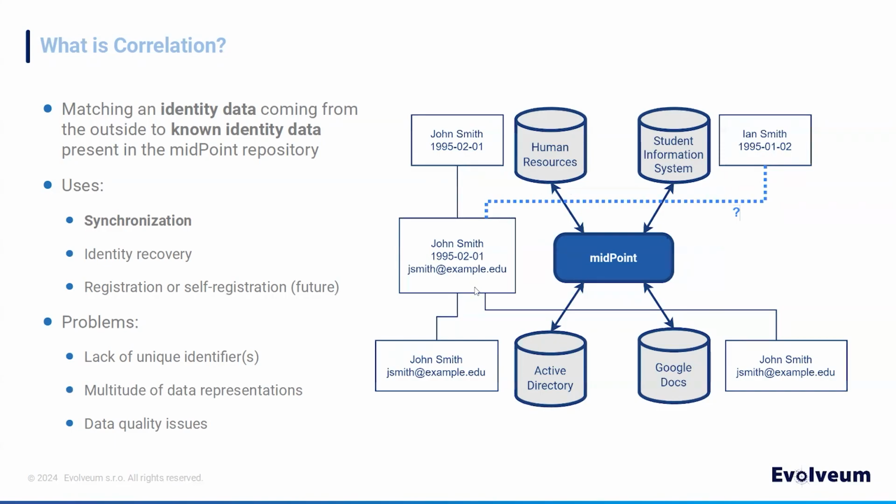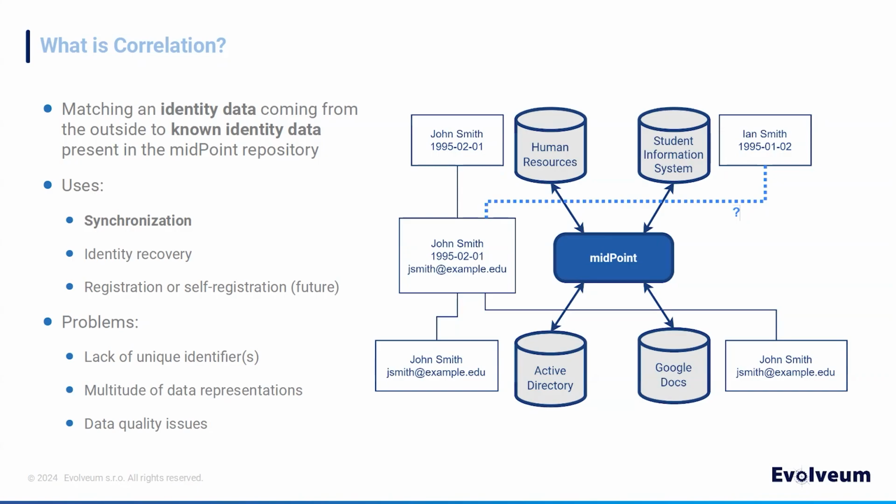Well, since the early days of Midpoint, the resource synchronization has been the primary use of correlation. But recently in 4.8, the identity recovery feature, also known as Find My Username, was added, and it uses the very same mechanism of correlation. And we are also thinking of using the correlation also for registration and self-registration processes in the future.